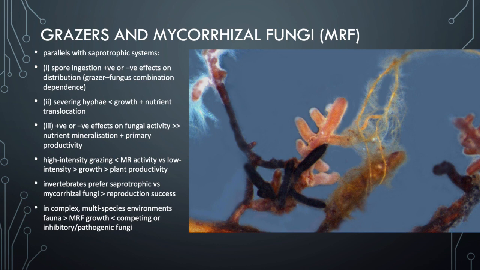And in complex multi-species environments, the fauna actually increases mycorrhizal growth, decreasing competing or inhibitory or even pathogenic fungi. So in very healthy ecosystems, through the dynamics of grazers on different species of fungi, such as plant pathogens, for example, or fungal species that are not contributing to plant growth, there is a support of mycorrhizal growth by fungal grazers. So it's a wonderful example of, once again, the biodiverse ecosystem that is complex, and how that always leads to positive interactions for all species to perform their roles and serve the ecosystem.